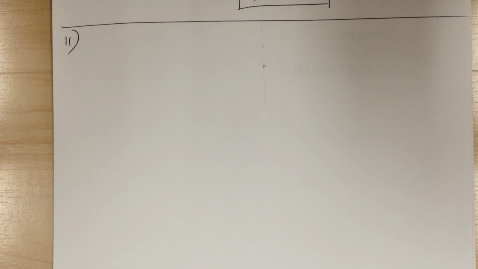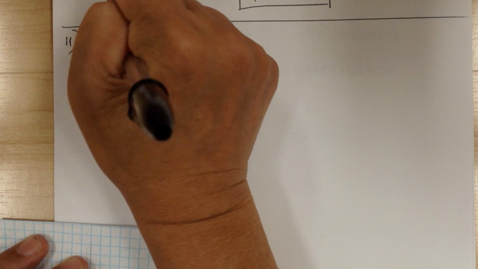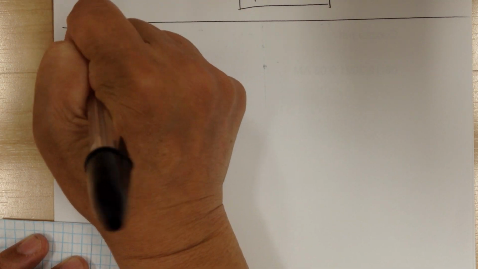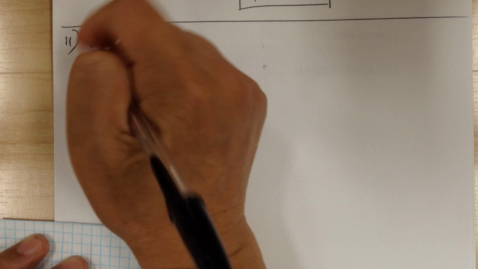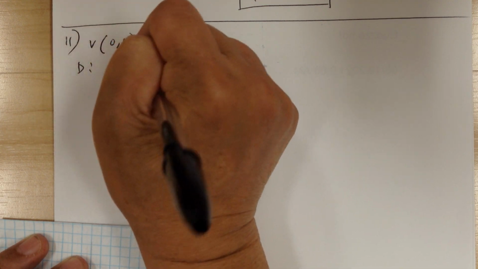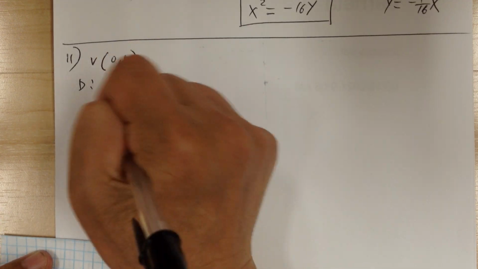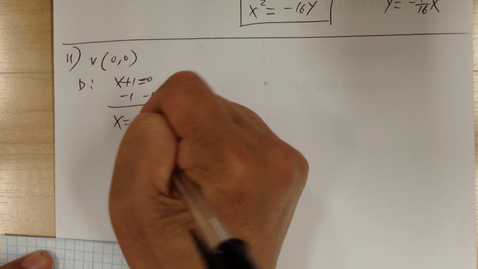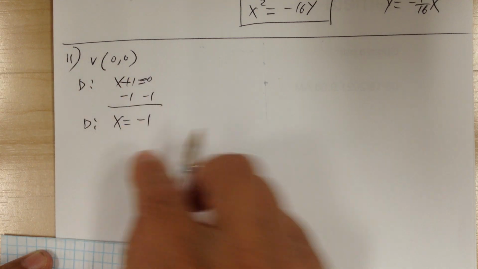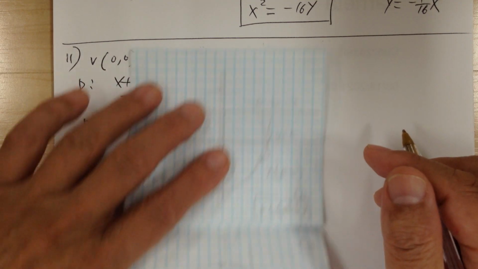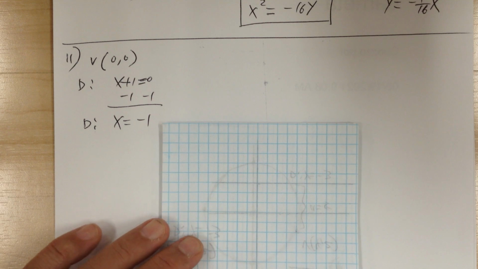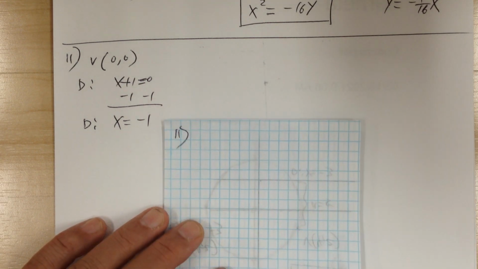Okay, let's go to number 11. You have vertex at 0, 0, and directrix is x plus 1 equal to 0. This one you have to solve first: minus 1 on both sides, so you get x equal to negative 1. You have to get this one correct. Now let's sketch things out. This is number 11.